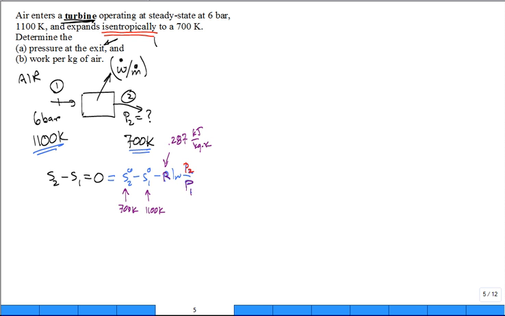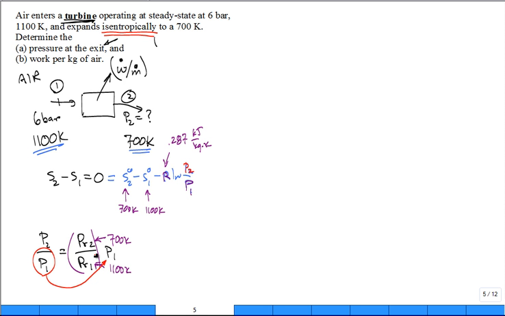Somebody else says, why don't I do this? Why isn't P2 over P1 equal to PR2 divided by PR1? You just showed us that great column in the air tables. Yes, you're exactly right. That'll work too. Look up this one at 700 Kelvin. Look up this one at 1100 Kelvin. Then take that ratio and bring that P1 over right here, and solve for P2 that way. They seem like they're different, but they are the same approach.